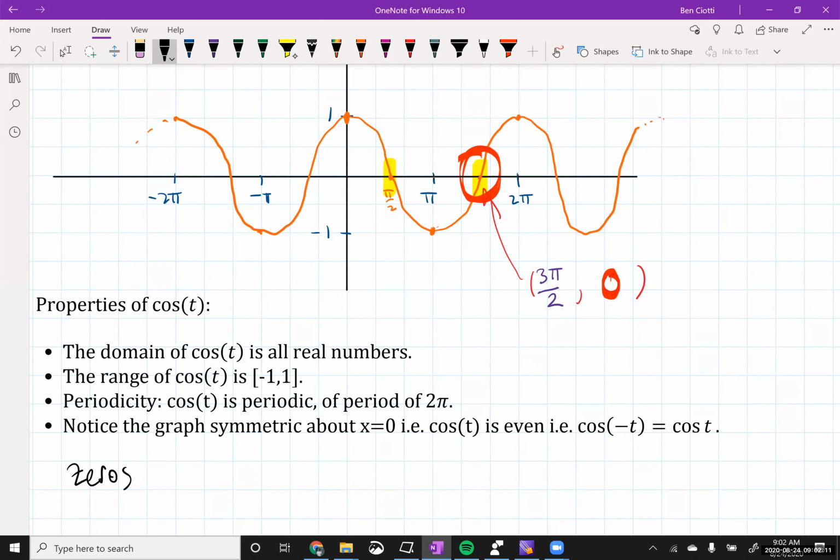Spoiler alert, they all have sinusoidal graphs. So you are going to keep coming back to these over and over again. They're also hugely important in calculus. You are going to see a lot of this in calculus. All right, so now let's start working some problems.